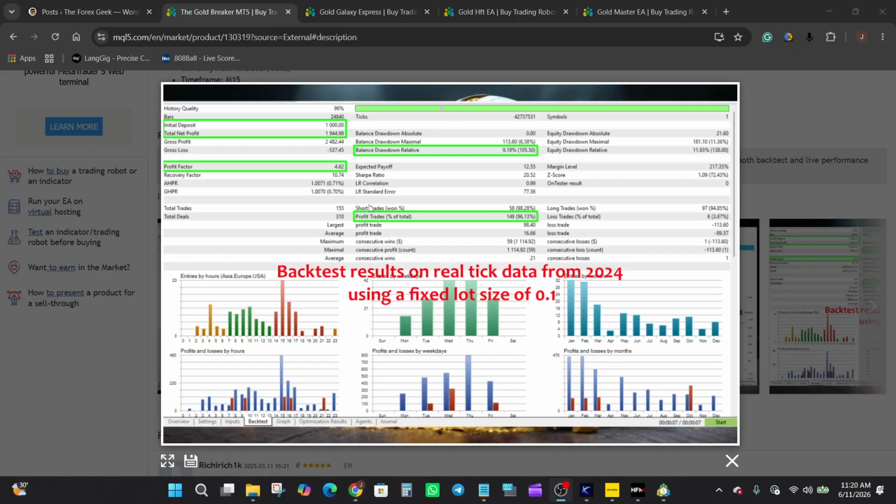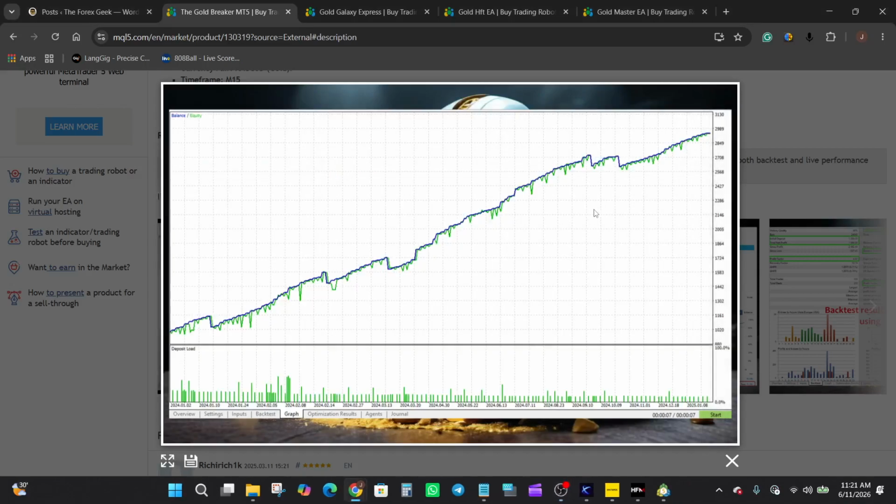We can also see that the profit factor was 4.62, and the total trades taken were 155. Out of 155 trades, 149 were profitable, which resulted in a 96.13% win rate. All right, so it looks pretty impressive. The backtest results are on real tick data from 2024. The equity and balance curve looks pretty interesting.